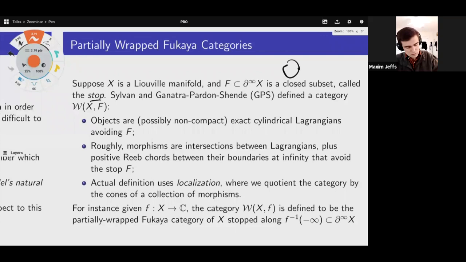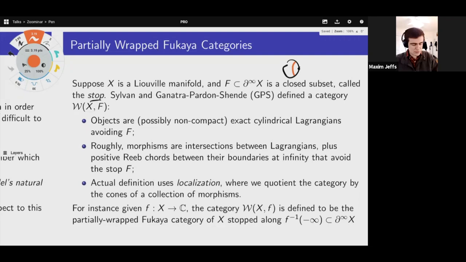And the morphisms are going to be intersections between the Lagrangians, as in the usual Fukaya category, but we allow certain non-compact morphisms as well, which are given by Reeb chords going in a positive direction around infinity so that they avoid the stop. So this is roughly speaking; really, correctly, we should use some kind of localization procedure.